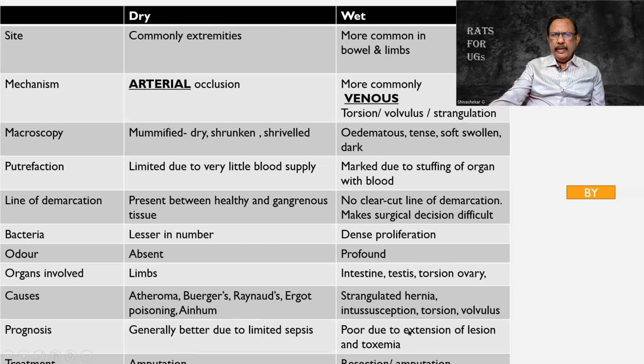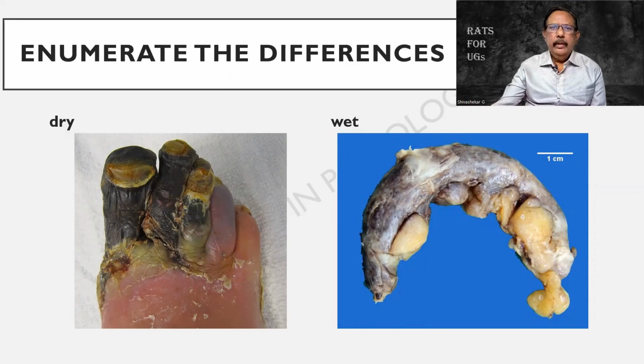The prognosis is poor in the case of wet gangrene. Please learn this by heart. Now, look at both these pictures and enumerate the differences. I would like you people to go back to the list that we had given and find out at least 6 differences between these two pictures.